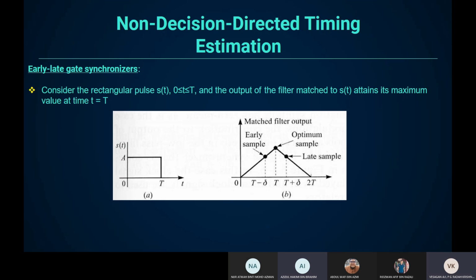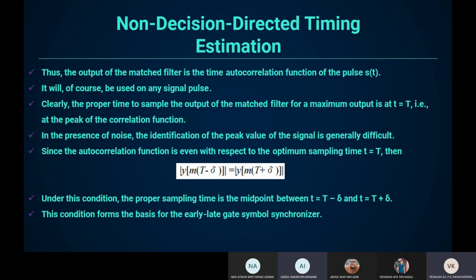For the early-late gate synchronizer, consider the rectangular pulse s(t). The output of the filter matched to s(t) attains its maximum value at time tau equal to T. Thus, the output of the matched filter is the time autocorrelation function of the pulse. It will, of course, hold for any signal pulse. Clearly, the proper time to sample the output of the matched filter for the maximum output is at tau equal to T, for example, at the peak of the correlation function.